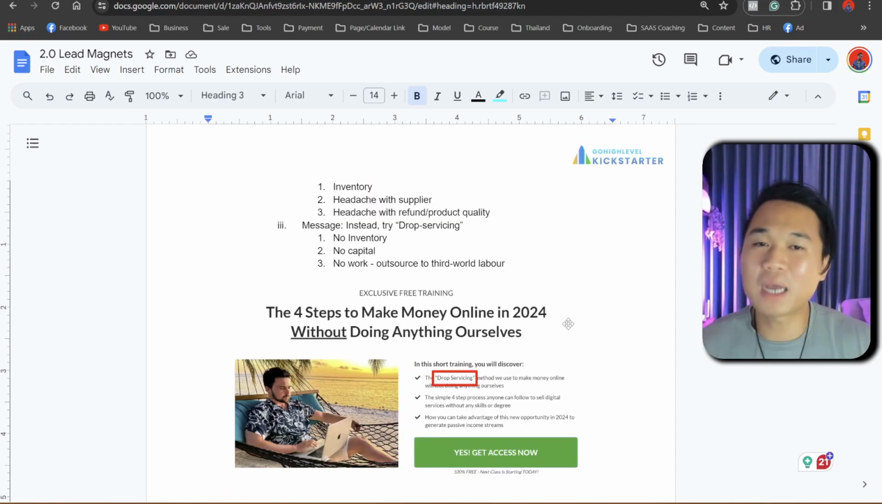You literally can just package a service in your lead magnet or even your offer by just using words, the English words. English has a lot of words, guys. It is my second language.